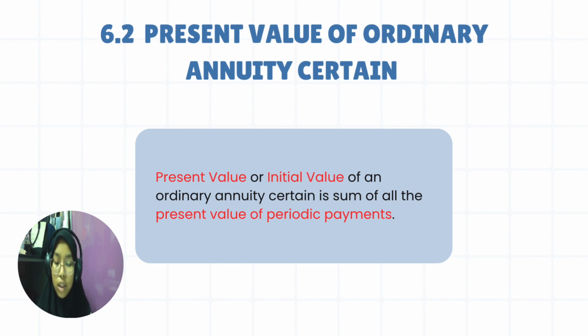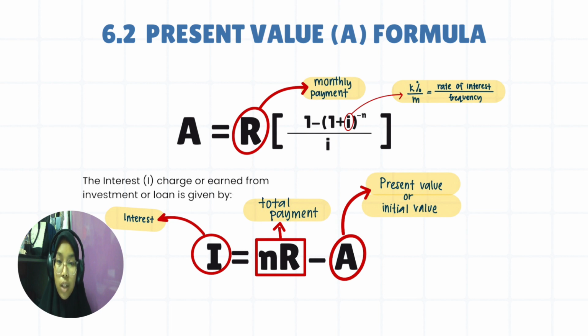Next, 6.2, which is the present value of ordinary annuity. Present value, or we can call it initial value, is the sum of the present values of the periodic payments. For the present value formula, we use the letter A. The formula is A equals R times the bracket 1 minus (1 plus I) to the power of negative N, divided by I.